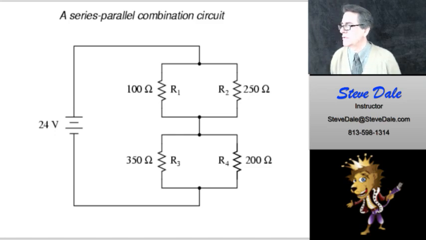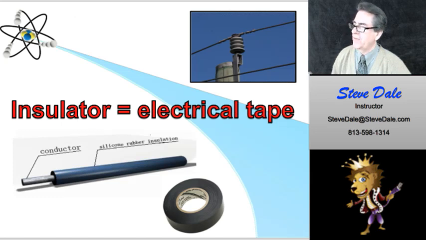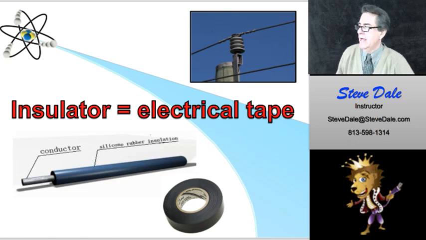If you get that wrong, just realize that is a parallel circuit. I may have it on this overhead, I'm not sure. We'll have to keep going and see, okay? What is an insulator? An insulator is anything that restricts the flow of the electrons or the current, okay? Electrical tape is an insulator, too.